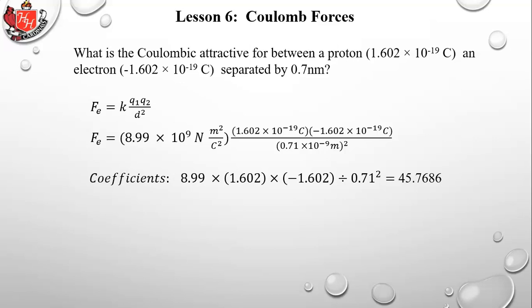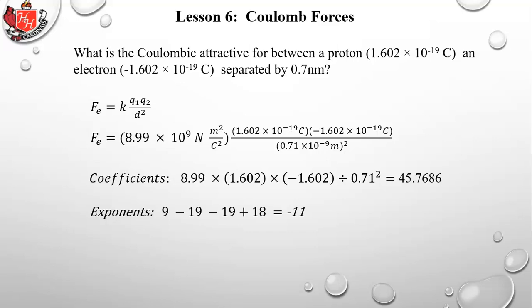for your coefficient. Then the exponents, and again, you have to be careful on this. You add everything on the top and you subtract everything on the bottom. So it's 9 plus negative 19 up on the top. That would get you to negative 10, plus negative 19 again. That will get you to negative 29.